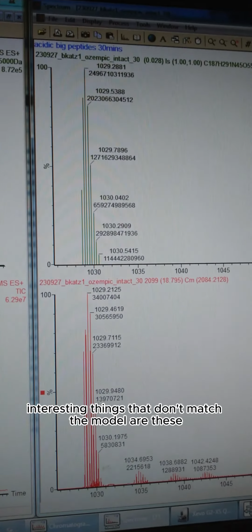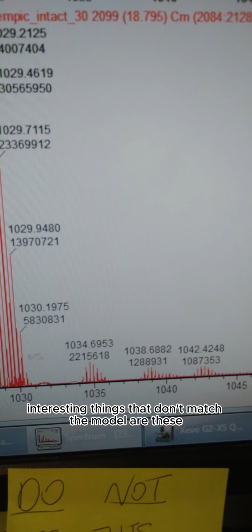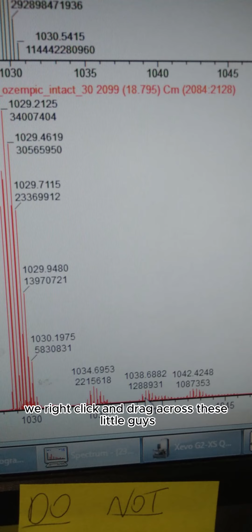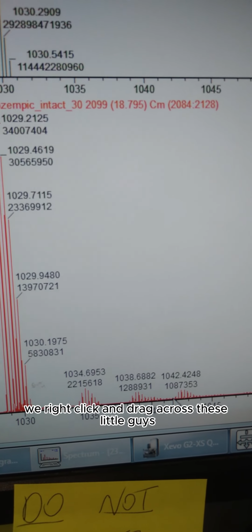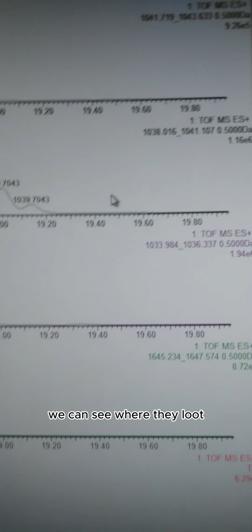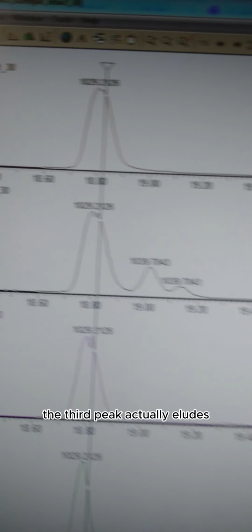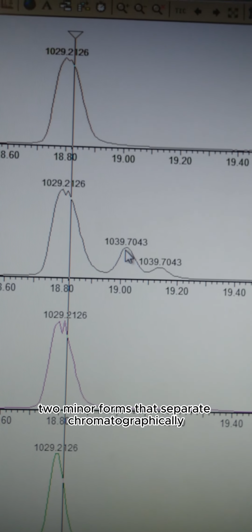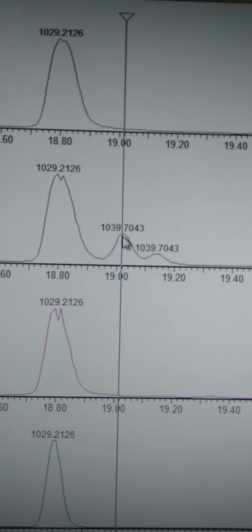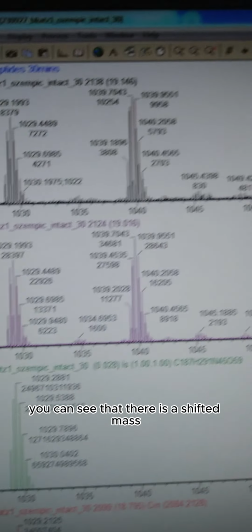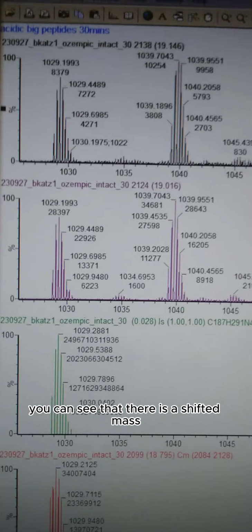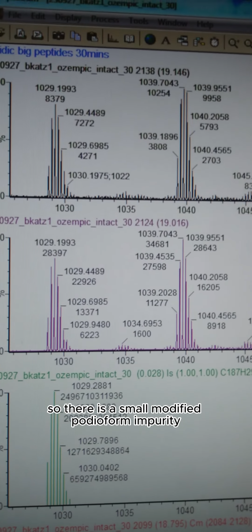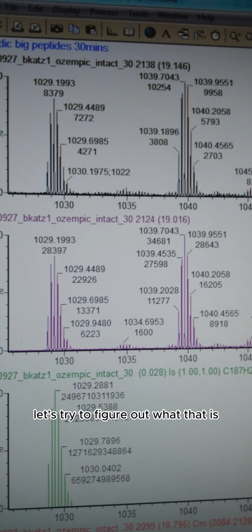Other interesting things that don't match the model are these small proteoforms that are in front of the peak. If we right-click and drag across these little guys, we can see where they elute. The third peak actually elutes, and you can see there are two minor forms that separate chromatographically. If we click on these, you can see that there is a shifted mass, so there is a small modified proteoform impurity in the Ozempic sample. Let's try to figure out what that is.